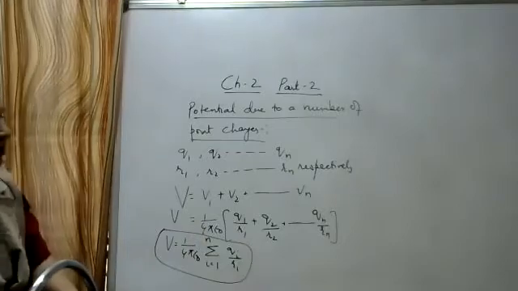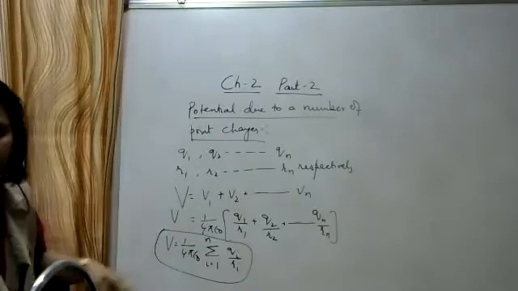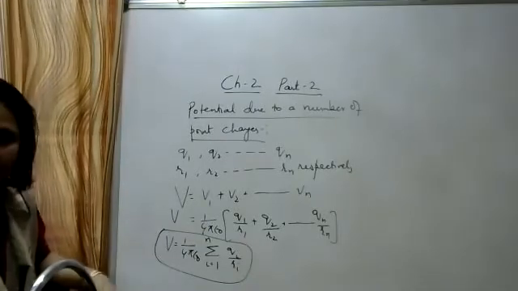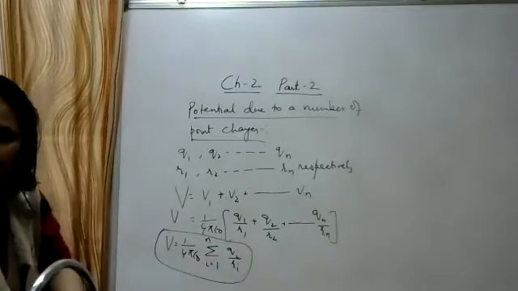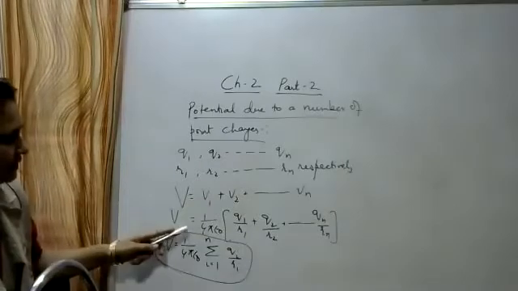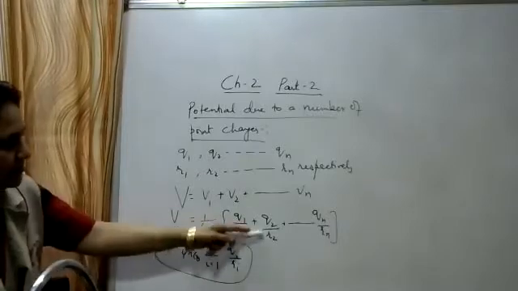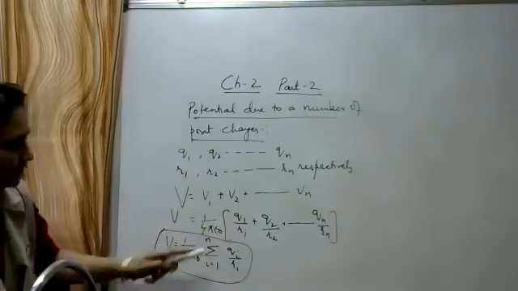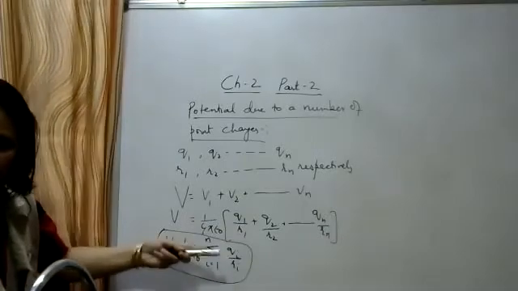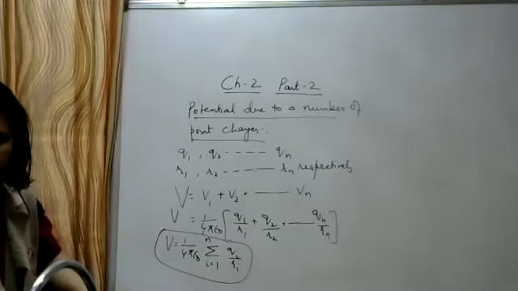Note it down. Let Q1, Q2, Q3 and so on Qn charges have position vectors R1, R2 and so on Rn respectively. So the total potential will be the sum of the potentials due to the individual charges, that is V1 plus V2 plus Vn. V1 is 1 upon 4 pi epsilon naught Q1 upon R1. V2 is 1 upon 4 pi epsilon naught Q2 upon R2. So the total potential will be the summation of Qi upon Ri, for the ith charge, where i is varying from 1 to n.